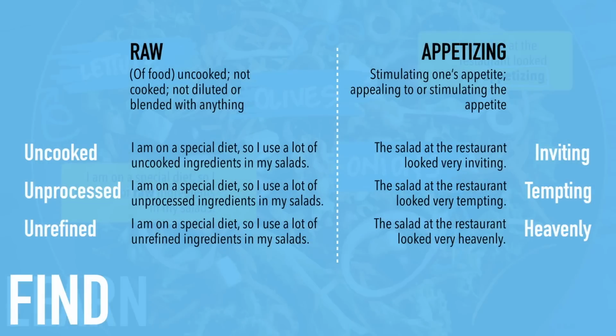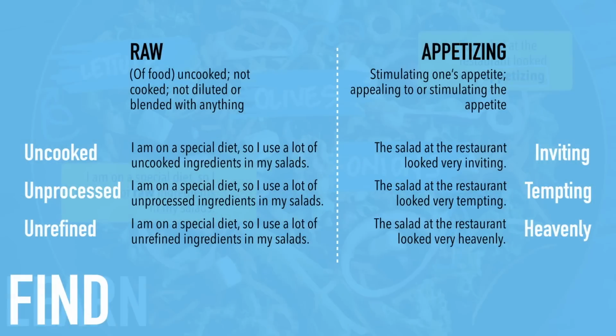Okay, so let's see how the sentences change when we use these words. Here we go. First, the salad at the restaurant looked very inviting. Next, the salad at the restaurant looked very tempting. And finally, the salad at the restaurant looked very heavenly. All right, so you see how we were able to get 3 extra synonyms for each of these words, okay? Now let's continue and learn some more. We got to go back now to the first part of the formula, the letter L. So we need to see our next picture.